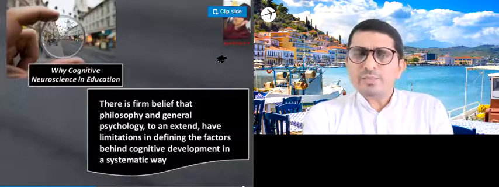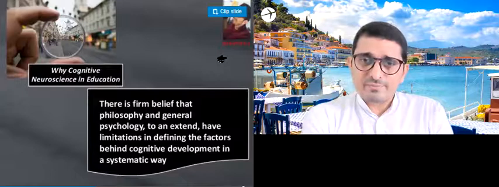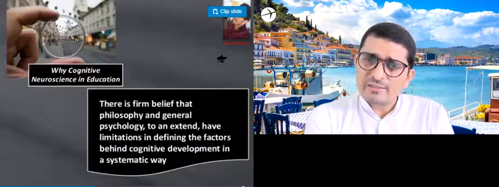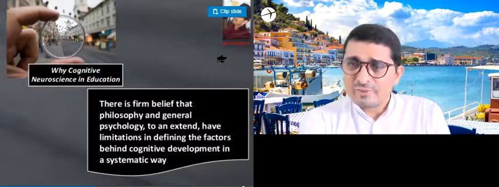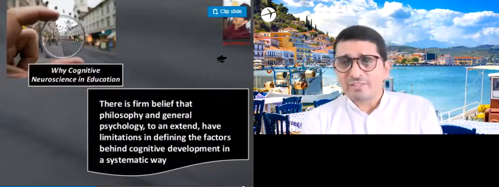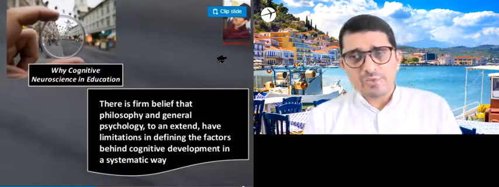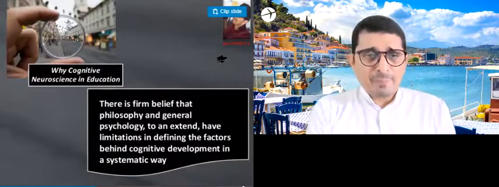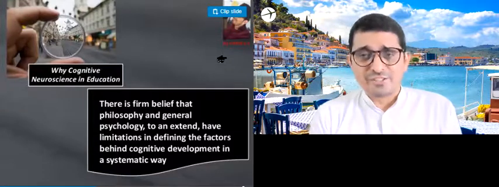Then, why do we think about cognitive neuroscience in the field of education? Why should we think? Because there is a firm belief, actually, there is philosophy and there is psychology. We have been arranging the educational system, we have been organizing the educational systems on the basis of different schools of philosophy and psychology.